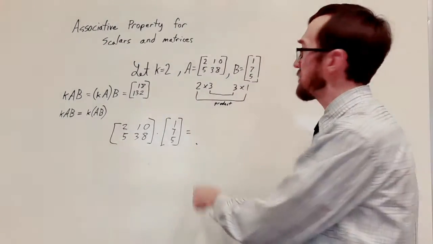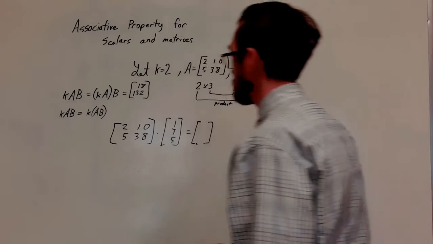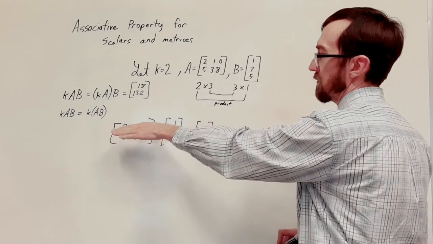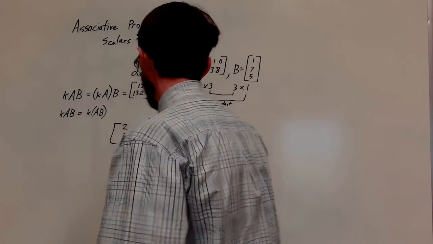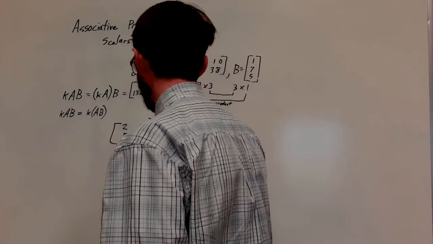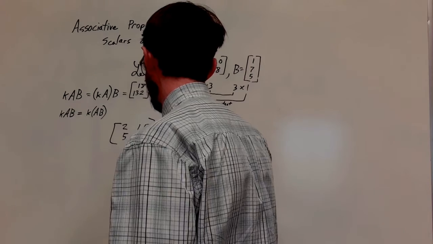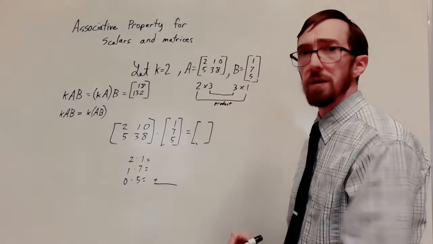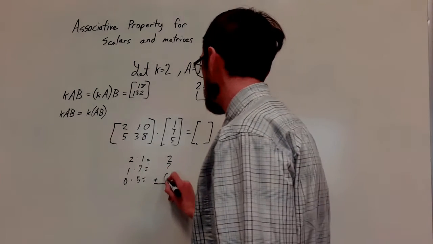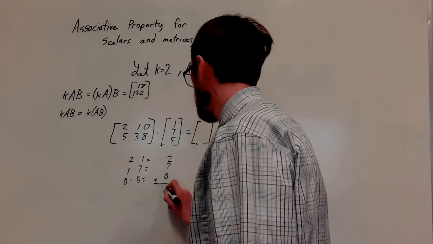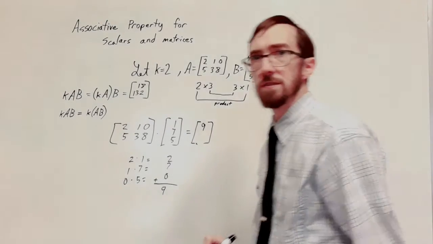The product of these two matrices will be a 2 by 1. We're going to take this first row and set it upright, multiplied by this column, and then we will add those products. 2 times 1 is 2, 1 times 7 is 7, 0 times 5 is 0, 7 plus 2 is 9. That will be the first entry in our product matrix.